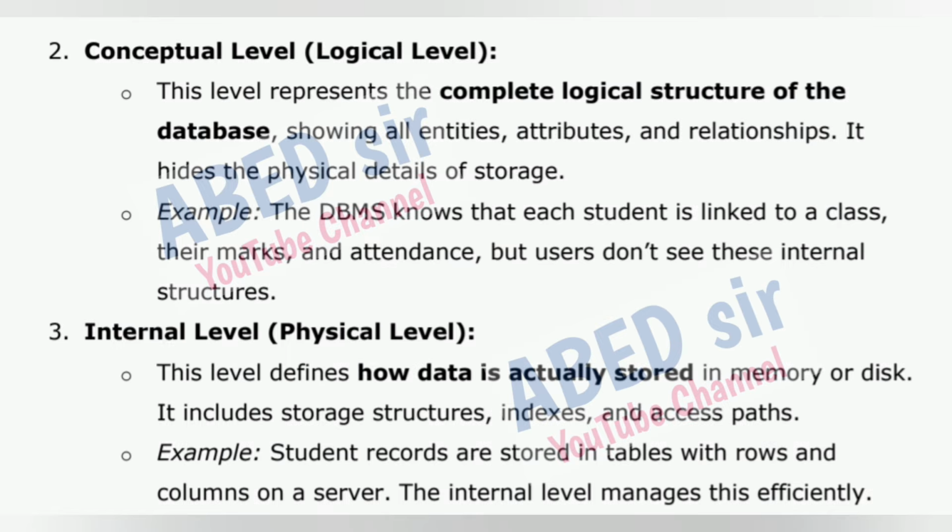Example, the RDBMS knows that each student is linked to a class, their marks, and attendance, but users don't see these internal structures. 3. Internal level, physical level. This level defines how data is actually stored in memory or disk. It includes storage structures, indexes, and access paths. Example, student records are stored in tables with rows and columns on a server. The internal level manages this efficiently.